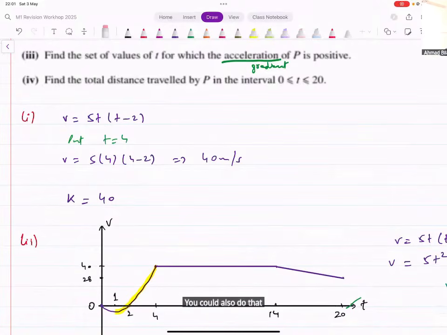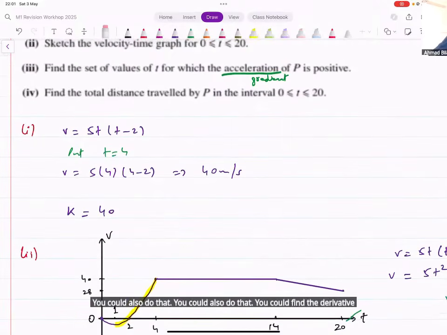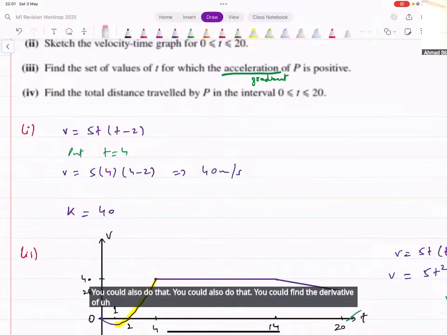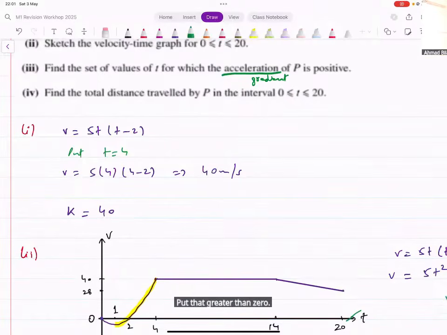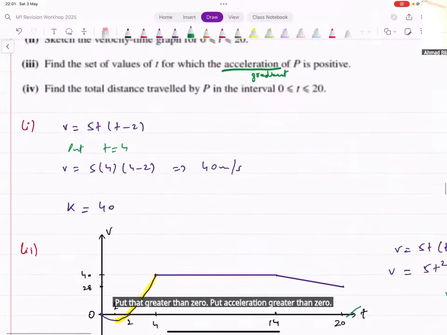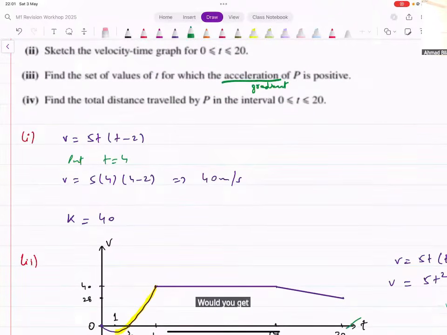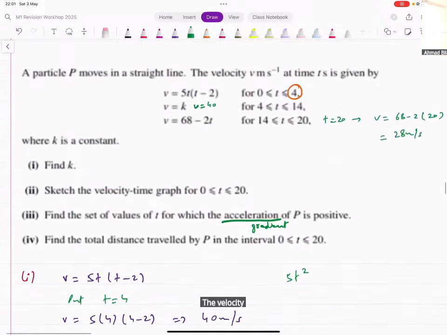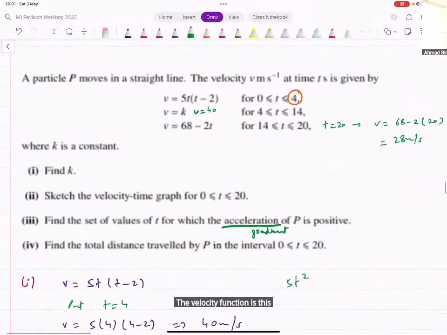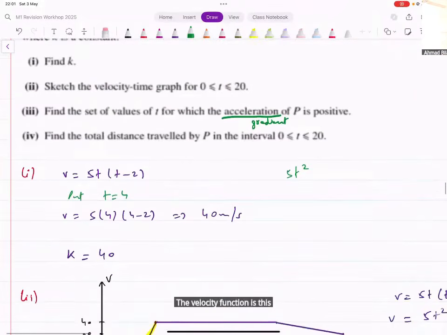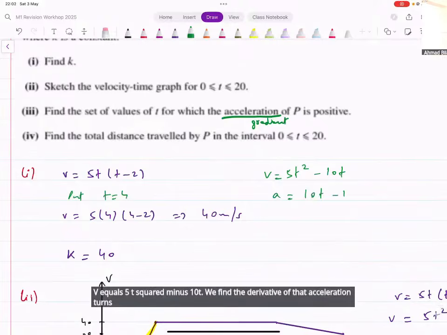You could find the derivative of velocity, put that greater than 0. Put acceleration greater than 0. Would you get something from that? This is velocity. This is 5t squared. The velocity function is this. Yeah, v equals 5t squared minus 10t. If you find the derivative of that, acceleration turns out to be 10t minus 10.